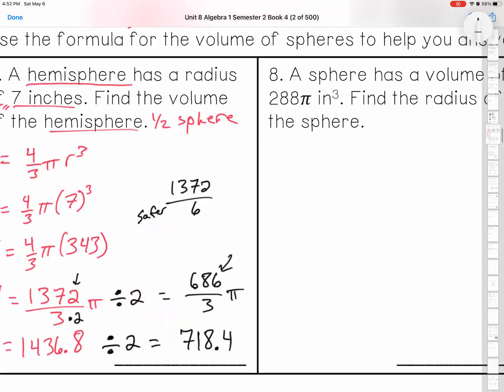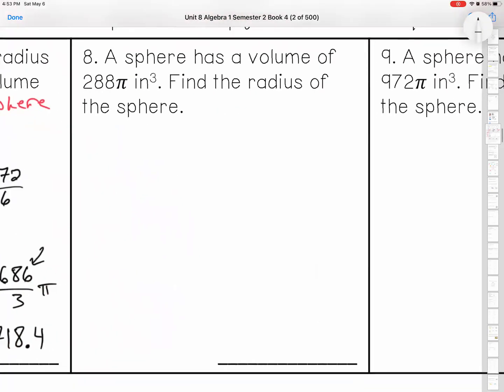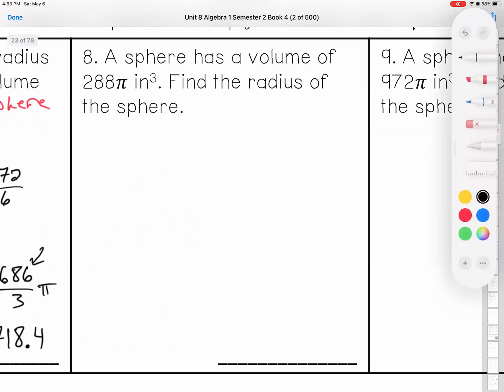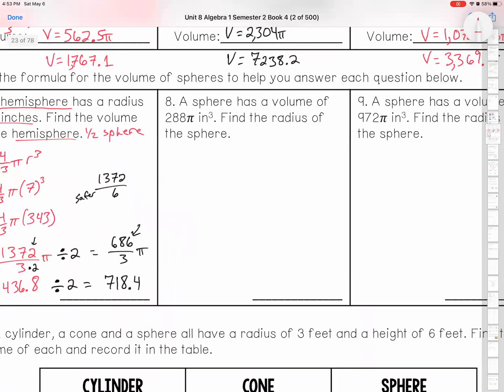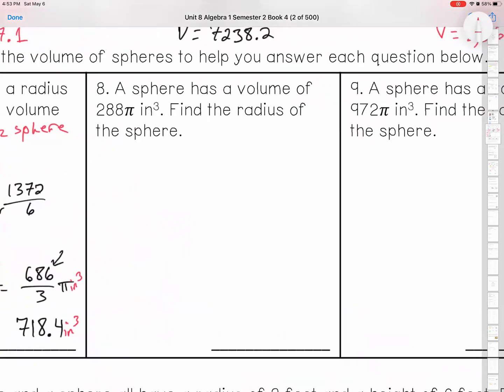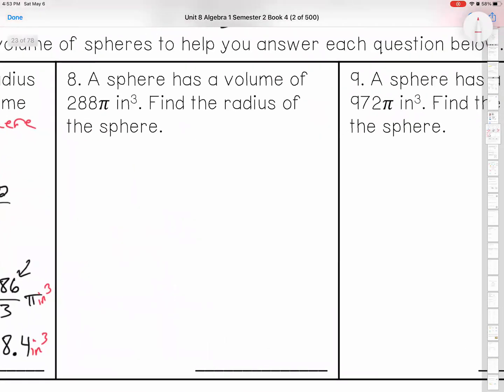Now we're going to go ahead and look at number 8. It says a sphere has the volume of 288 pi inches cubed. And so we're asked, oh, speaking of which, this should be inches cubed. Make sure we have those labels. So again, for number 8, 288 pi inches cubed for that volume. And we have to find the radius that we don't know for the sphere.